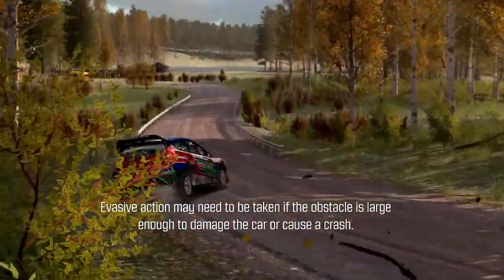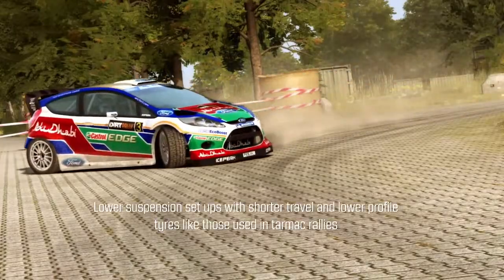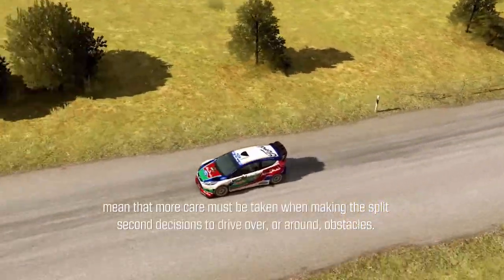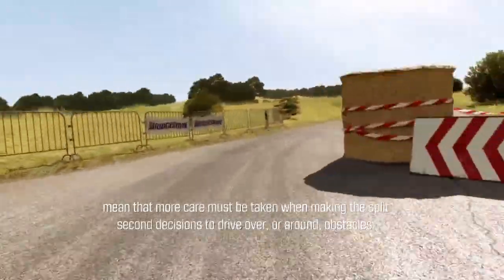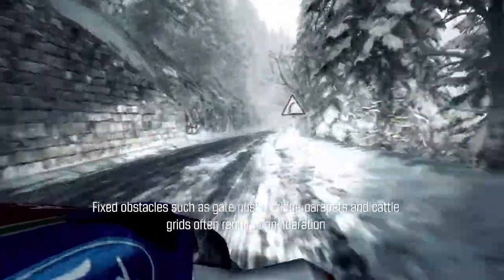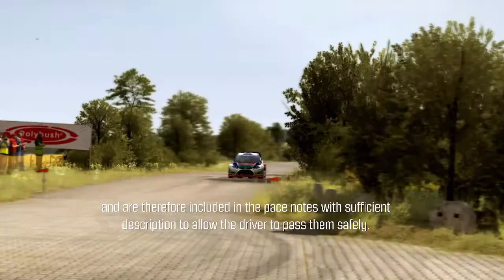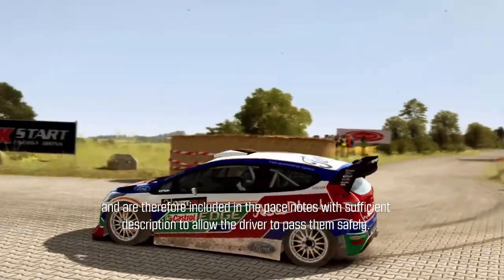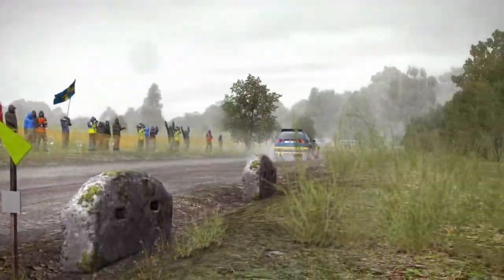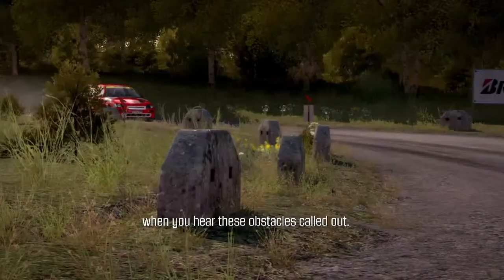Evasive action may need to be taken if the obstacle is large enough to damage the car or cause a crash. Lower suspension setups with shorter travel and lower profile tyres like those used in tarmac rallies mean that more care must be taken when making the split-second decision to drive over or around obstacles. Fixed obstacles such as gate posts, bridge parapets and cattle grids often require consideration and are therefore included in the pace notes with sufficient description to allow the driver to pass them safely. Make sure you are prepared to take the necessary precautions to avoid a rally-ending incident when you hear these obstacles called out.